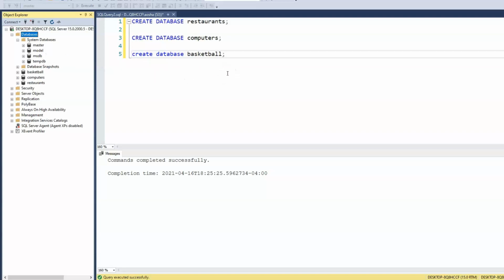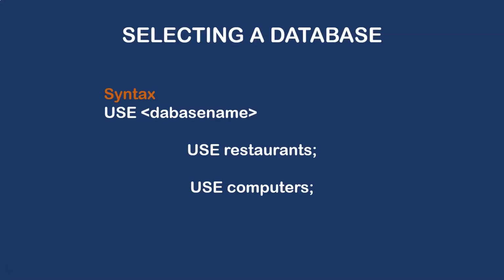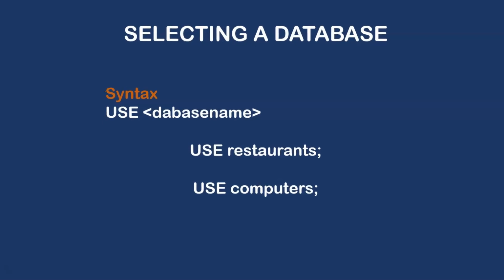If we need to manipulate our records or work with specific records, then we need to tell SQL Server which database the data, or the records that we want to work with, is contained inside. The syntax we use to select a specific database is the keyword use followed by the name of the database. So if we want to work with our restaurant database, we type use followed by restaurants. If we want to work with our computers database, we type use followed by computers.